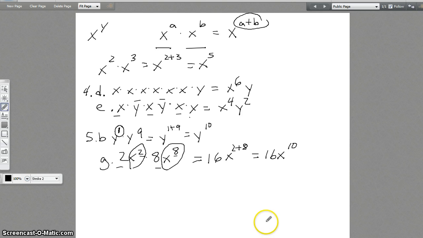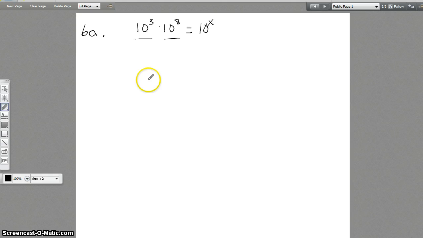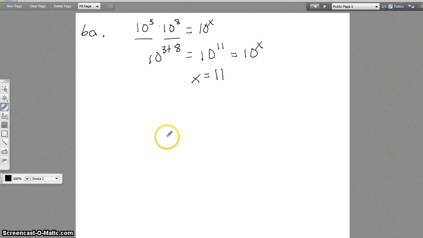Okay, moving on to number 6. Find x in each of the following equations. I'm going to give us a new page for that, and I'm just going to do a couple of these. So, like 6a is 10 cubed times 10 to the 8th is equal to 10 to the x. But we're multiplying two numbers that have the same base, so we can write that as 10 to the 3 plus 8. We add our exponents, and that is 10 to the 11th. And we know that that has to equal 10 to the x, so our x must be equal to 11.